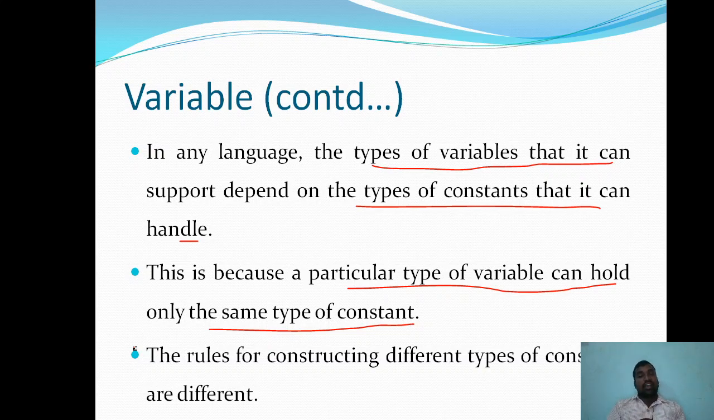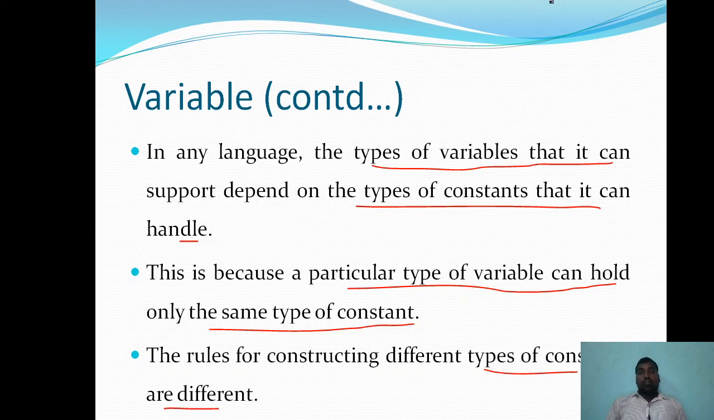In the same way, a character type of variable must store only character constant values. It cannot accommodate integer values. Right. Now, the rules for constructing different types of constants are different.